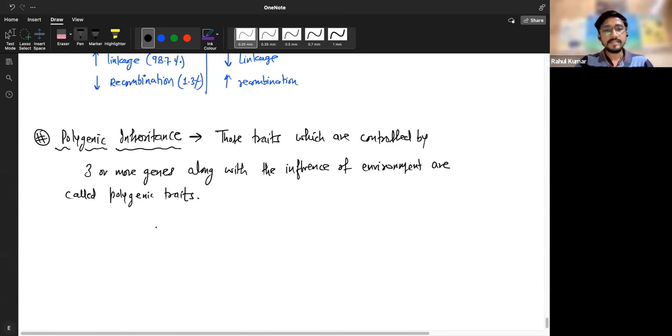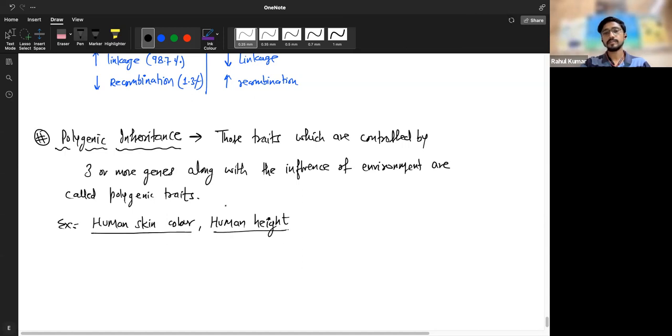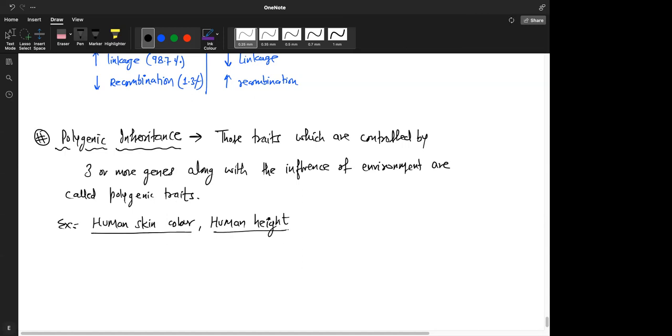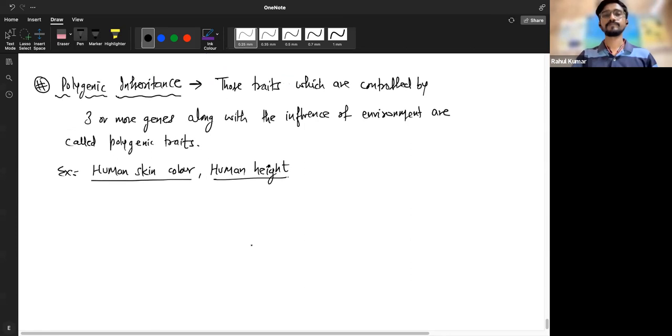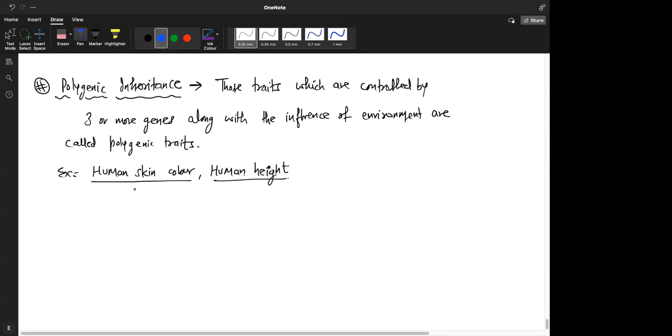But there are cases where it's not true. For example, the example for this is what we discussed in the beginning. Write down: human skin color and human height, for example. These are 2 characters that are controlled by polygenic genes. These are the 2 polygenic traits. So they are controlled by 3 or more genes. Let's take an example of human height.